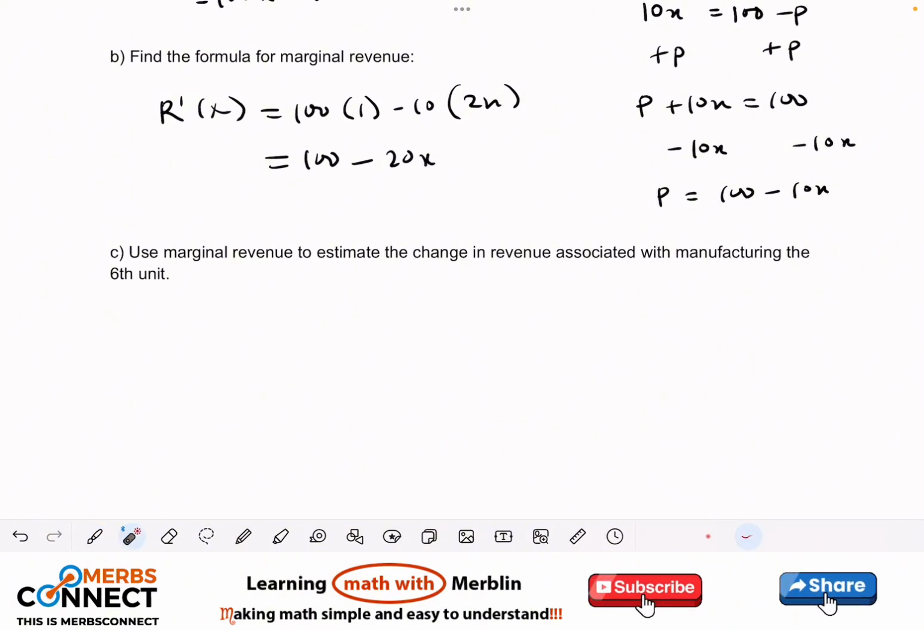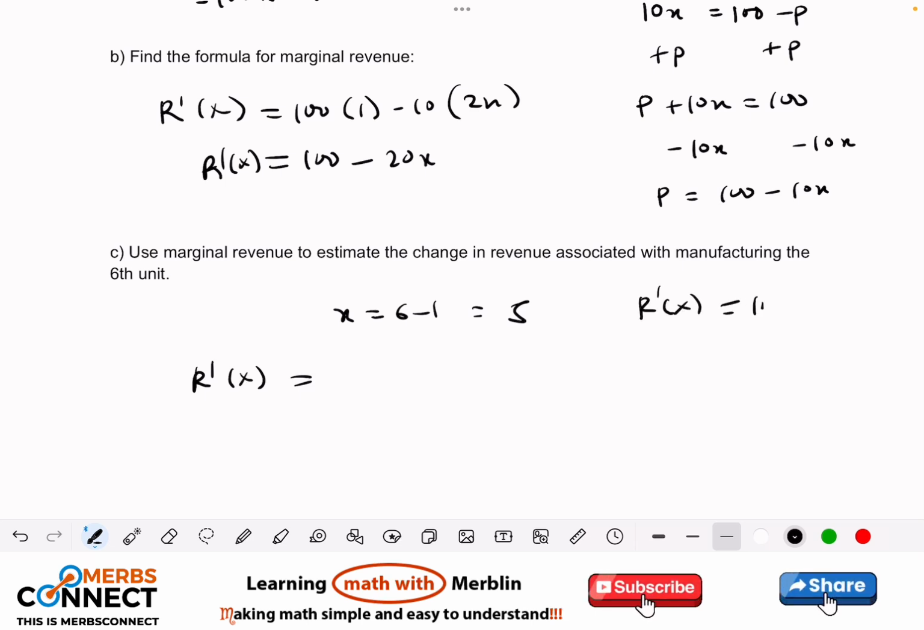Same thing. Now we want to use the marginal revenue, this one, to estimate manufacturing the sixth unit. So as I said, since this one is the sixth unit, we need to subtract 1 from the 6 before we plug it in. So it means that our x will be equal to 6 minus 1, which is equal to 5. So R prime of x is equal to 100 minus 20x. I'm going to change the x in the parentheses to 5.